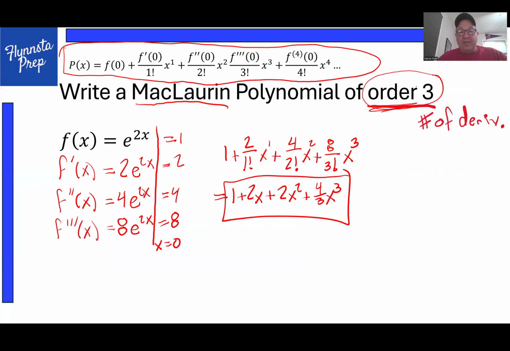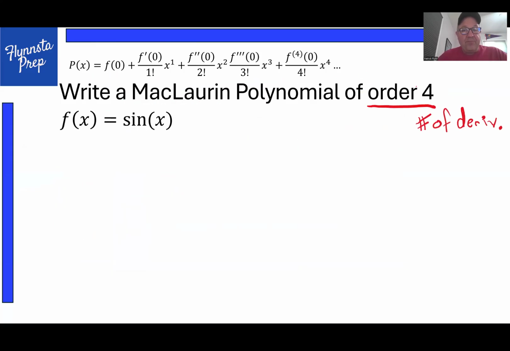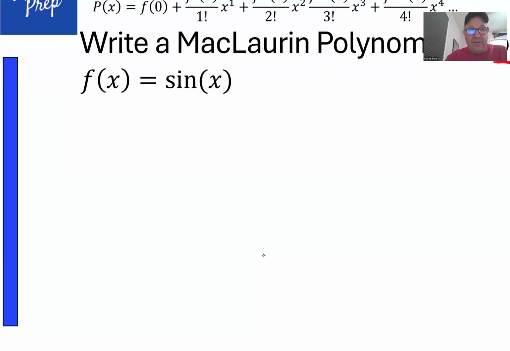Because again, today we're just about building these. So here's our second one. Write a Maclaurin polynomial of order 4 for f of x equals sine of x. All right, so that means I need to take 4 derivatives. Whoa, what happened there?